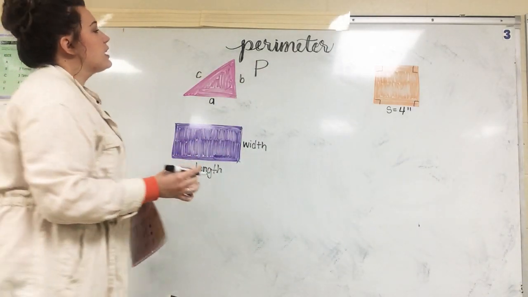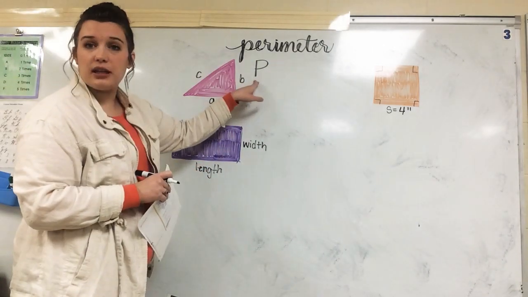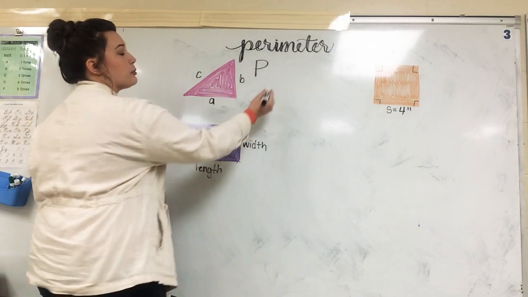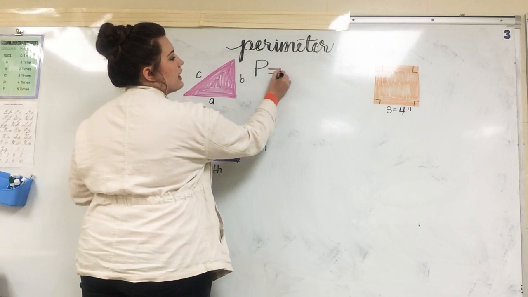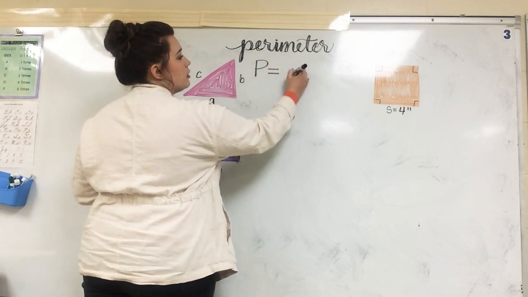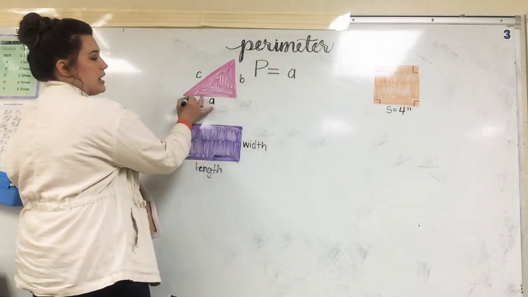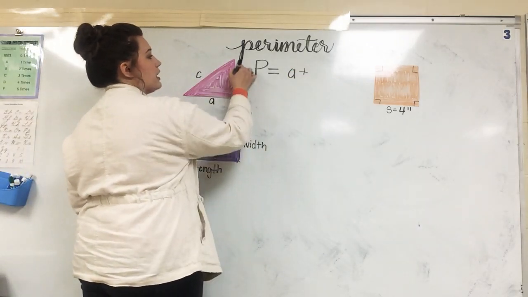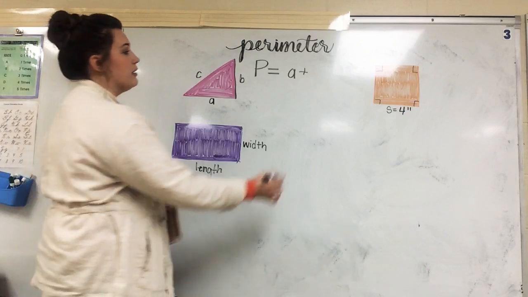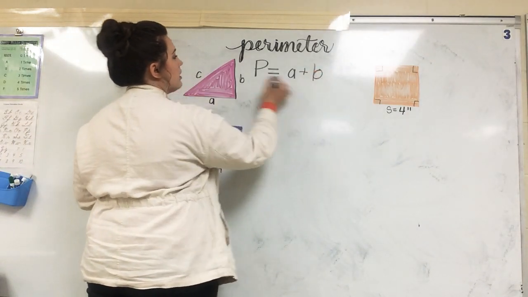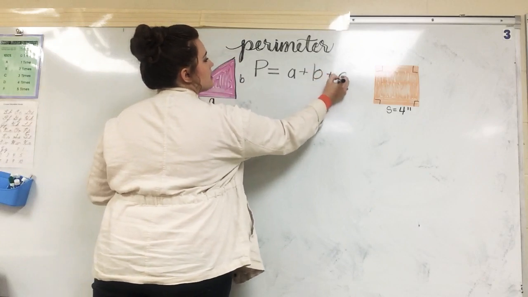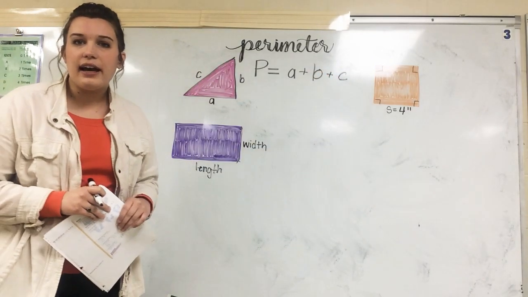Okay, in formulas, the capital P is always going to stand for perimeter. So when you see capital P, you know they're asking for perimeter. So the perimeter of a triangle equals side A, the distance of side A here, plus the length of side B, A plus B, plus the length of side C, plus C, okay? So that is the formula.